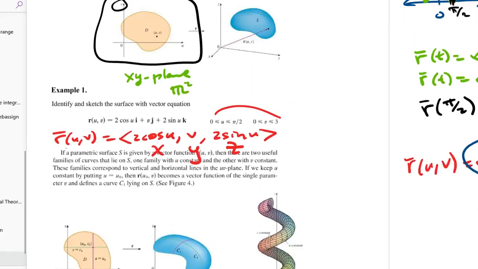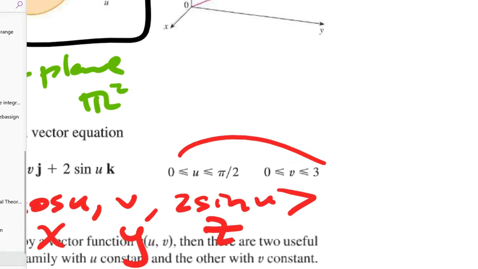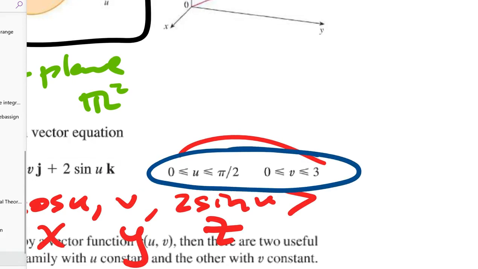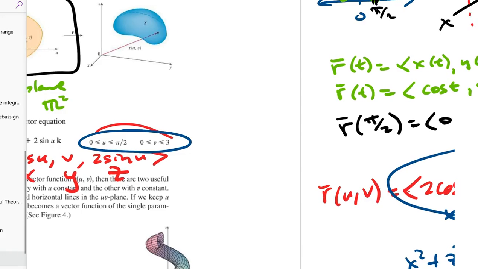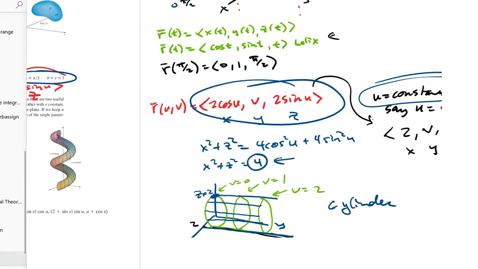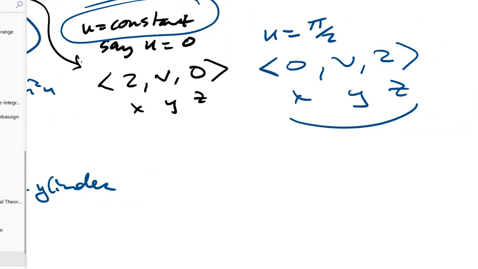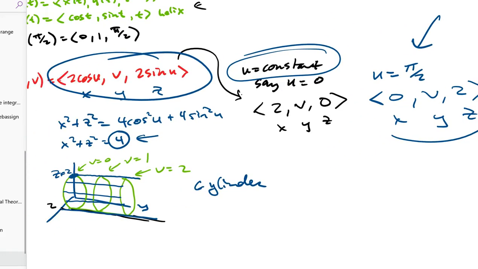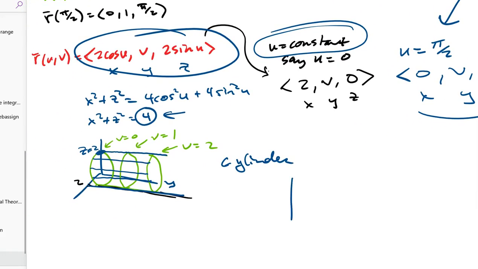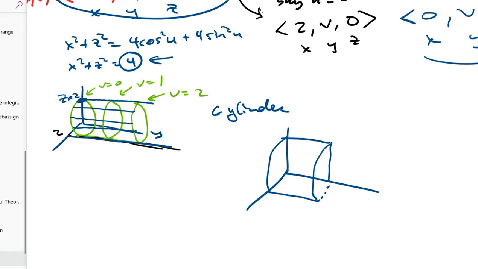Now there was a restriction here. u goes from 0 to pi over 2, and v goes from 0 to 3. So when u goes from 0 to pi over 2, when u was constant, we got those lines. All right. So it looks like it's going to be a quarter cylinder, like this. And then it stops where v is 3. So it's this right here.